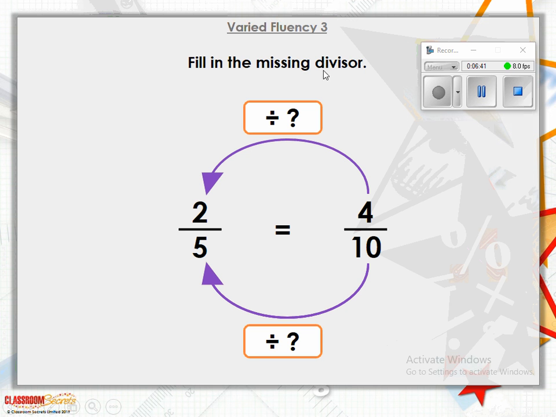Now here, fill in the missing divisor. Now the missing divisor is 2. 4 divided by 2 is 2. 10 divided by 2 is 5. Use our inverse. 2 times 2 is 4. 5 times 2 is 10.